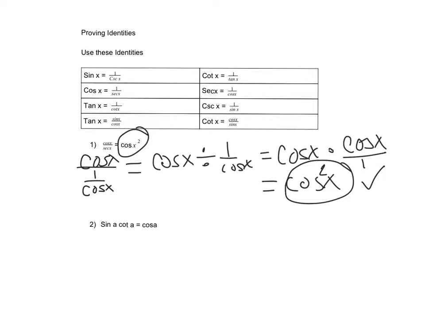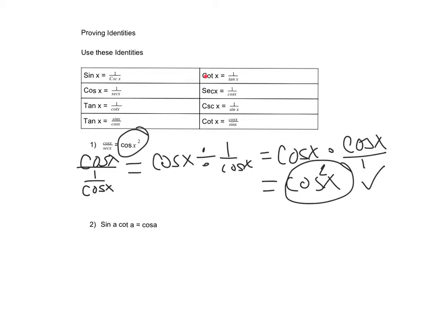All right, the second one, I'm going to look at the same thing. I'm not going to touch the right side. I'm not going to touch this cosine A. That's what I want to try to get to when I mess with this stuff. So I look over here. I don't want to touch the cosine because I want cosine or sine, but I'm going to change the cotangent to something that deals with sine and cosine.